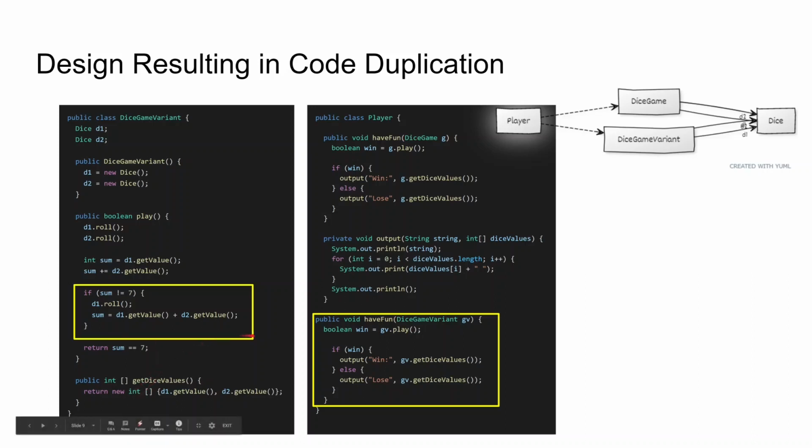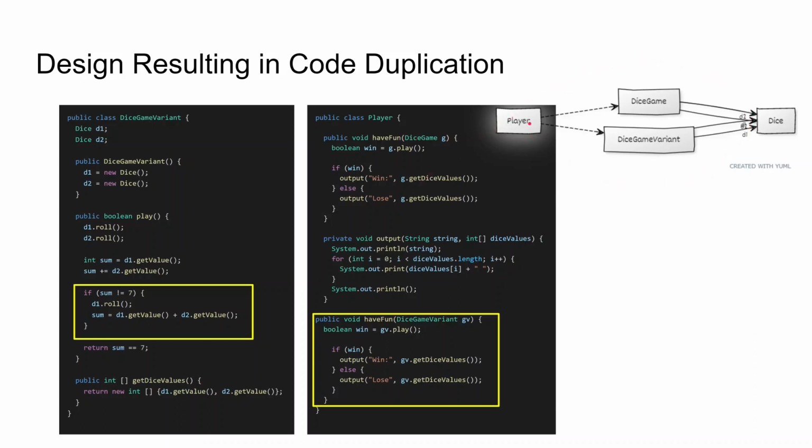So basically it's just this little part here that is actually special for the dice game variant. Everything else is just copy pasted from the original dice game class. Also in the player we have this new have fun operation that instead of the original dice game takes the new dice game variant, and it does exactly the same thing as the original have fun method. But in this way we can play both dice game variants, and the design looks something like this.